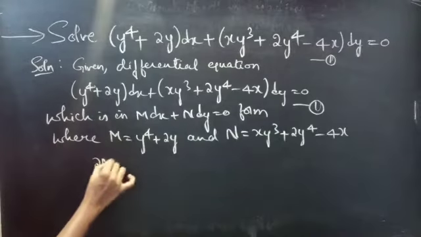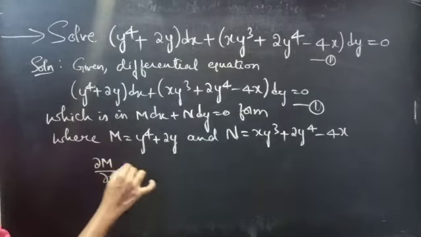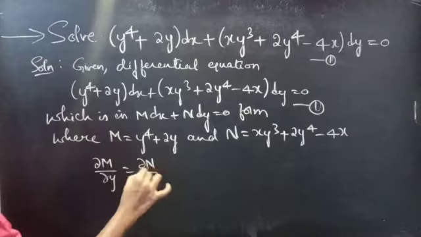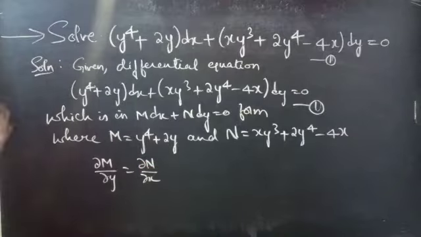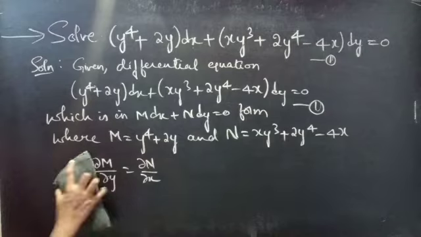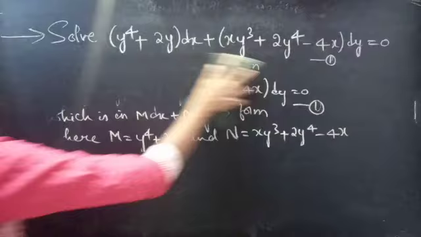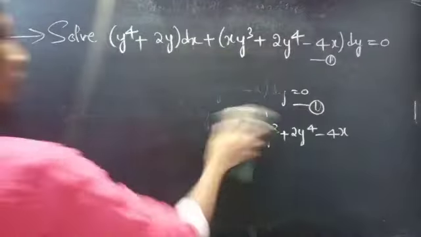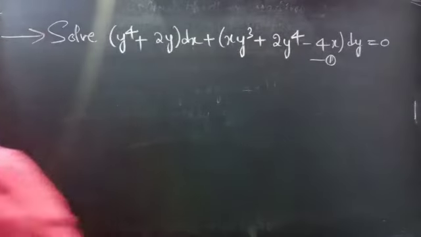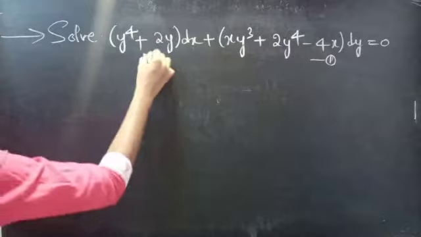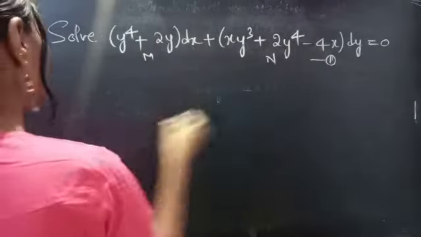If the partial derivative of M with respect to y is equal to the partial derivative of N with respect to x, then we can say that the given differential equation is an exact equation. So now let's find the partial derivatives. This is your M and this is your N.